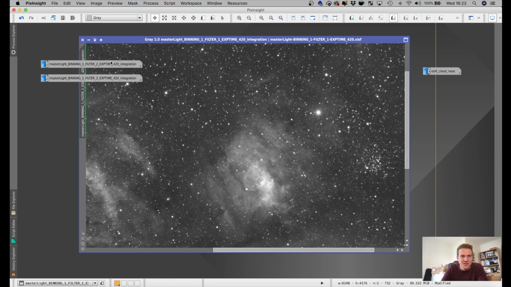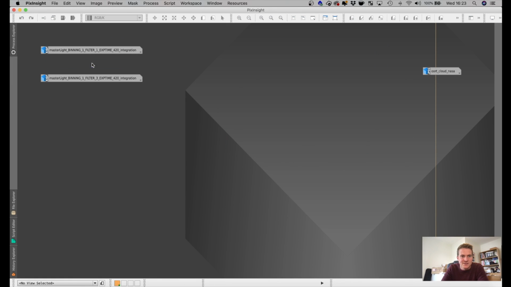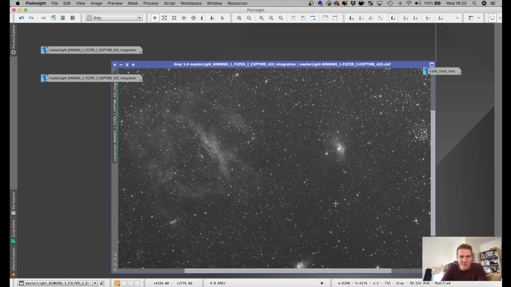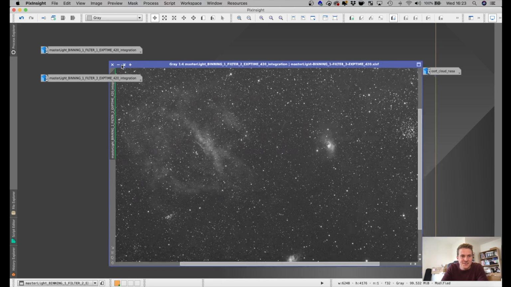So that's looking good. The O3, there's a little bit less data in, as you would imagine or expect. But you can start to see the lobster claw in there, and the Bubble Nebula is looking quite nice as well. So that's good. That bubble should be really bright blue in the final image, hopefully, fingers crossed anyway.